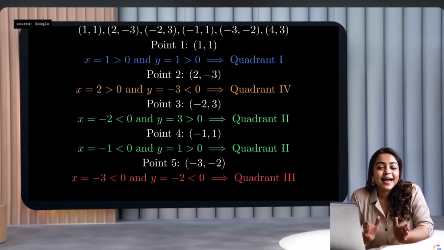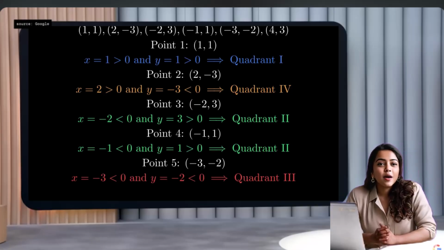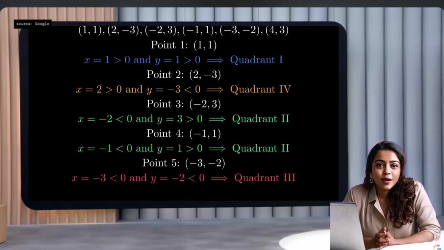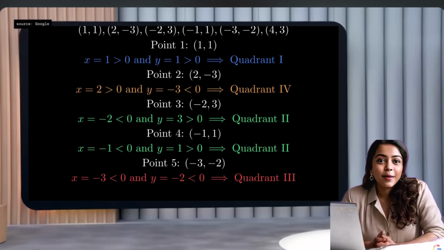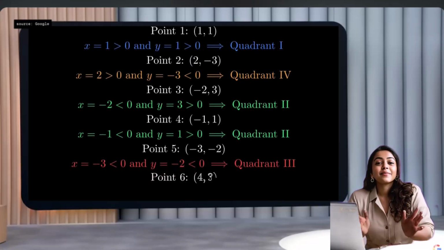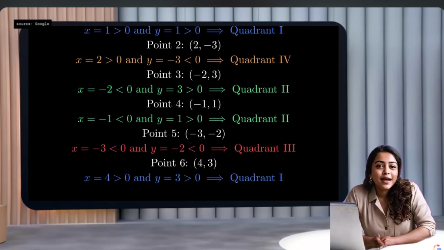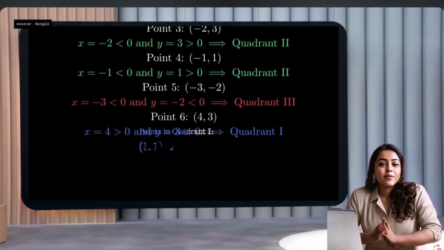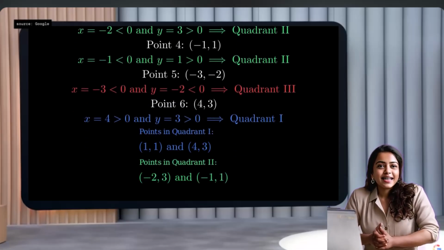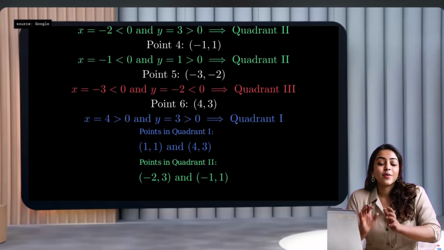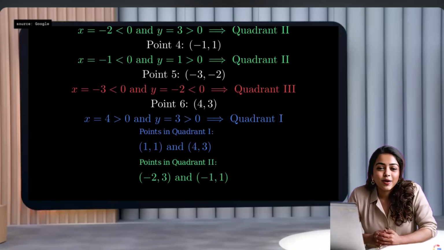Now, let's summarize our findings. The points that lie in quadrant I are (1, 1) and (4, 3). And the points that lie in quadrant 2 are (-2, 3) and (-1, 1).